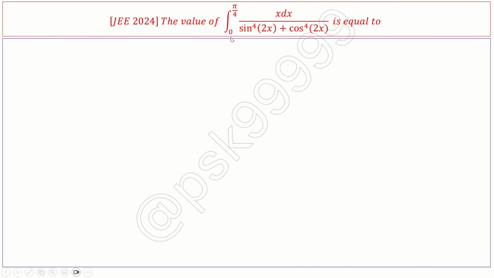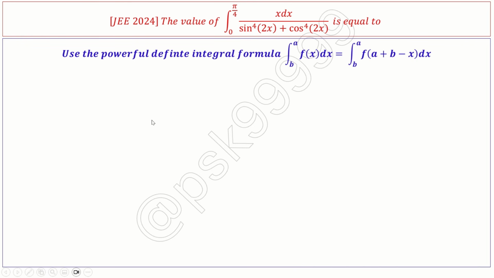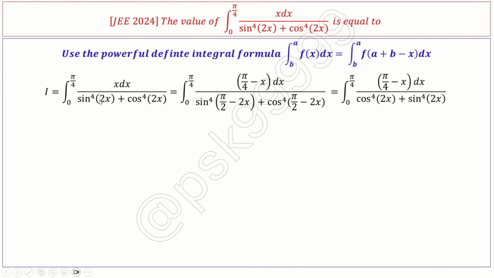Limits will become pi by 4 plus 0 minus x, correct? Then if I apply the same formula, I will replace x with pi by 4 minus x. This is my given integral. I am replacing x with pi by 4 plus 0 minus x, which is pi by 4 minus x. Because this is 2x, this will become pi by 2 minus 2x. And the integral will become integration from 0 to pi by 4 of pi by 4 minus x dx divided by cos to the power of 4 2x plus sine to the power of 4 2x. The denominator is the same. Numerator there is a difference, correct?